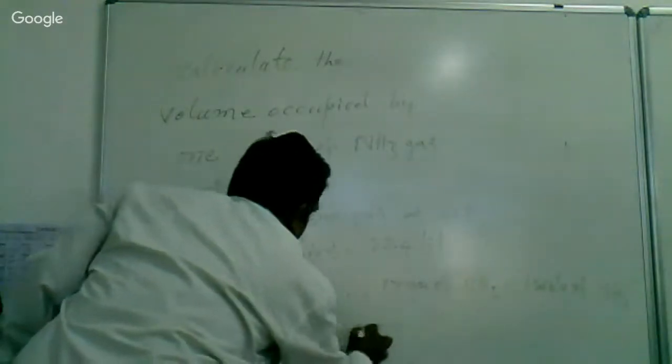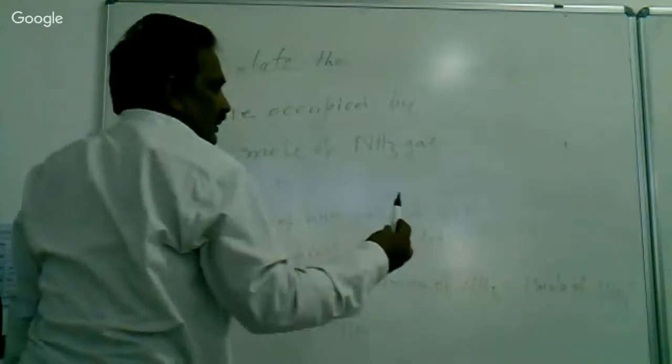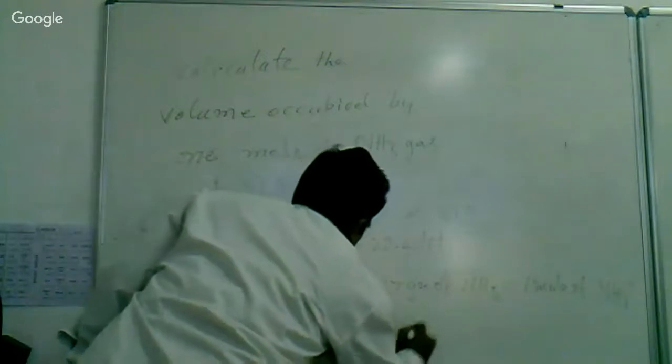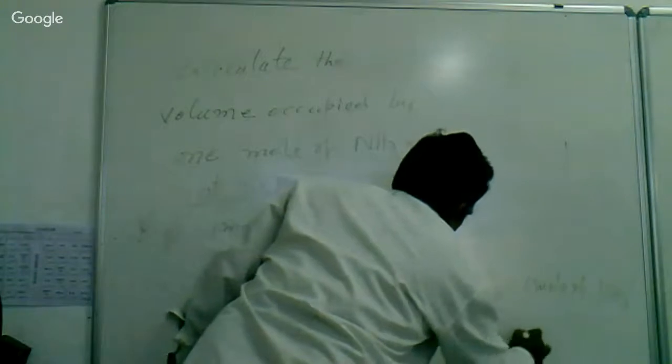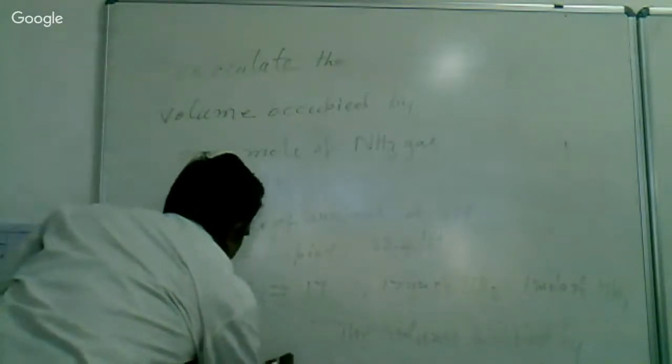Therefore, the volume occupied by 1 mole of ammonia NH3 is equal to 22.4 liters.